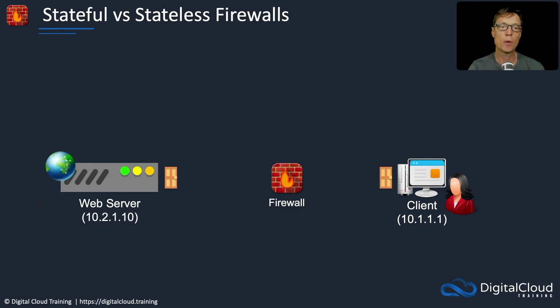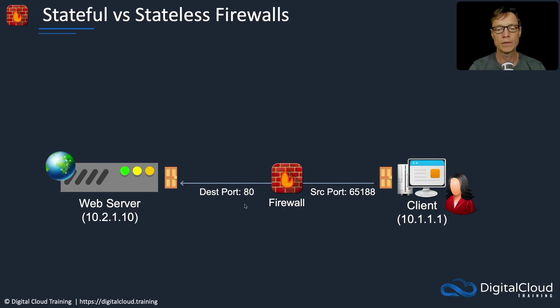Now, I want to talk to you about stateful versus stateless firewalls, because the security group is a stateful firewall and a network ACL is a stateless firewall, and it's really important to understand the difference. So let's look at an example. We have a client here. So this is a computer that wants to access a service on a web server, and we've got a firewall in the middle. So what happens is the client is going to connect to the server.